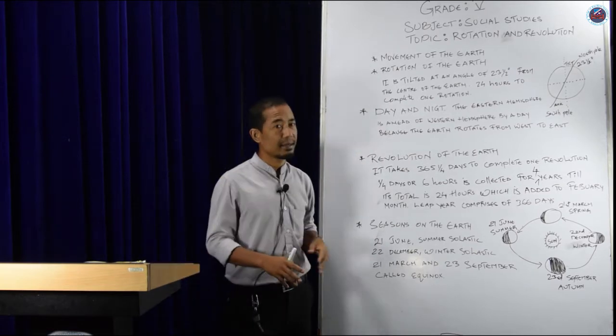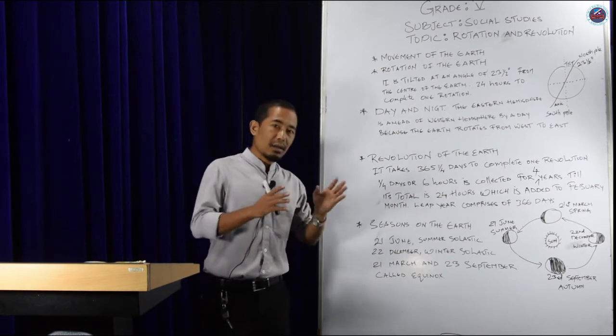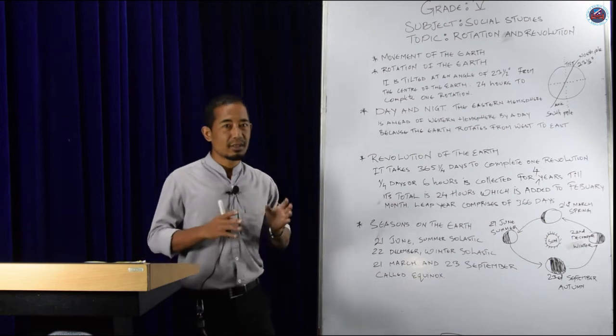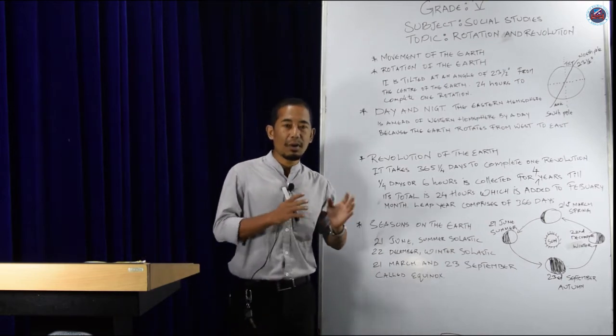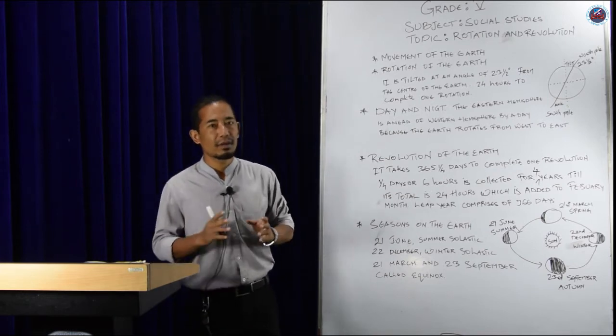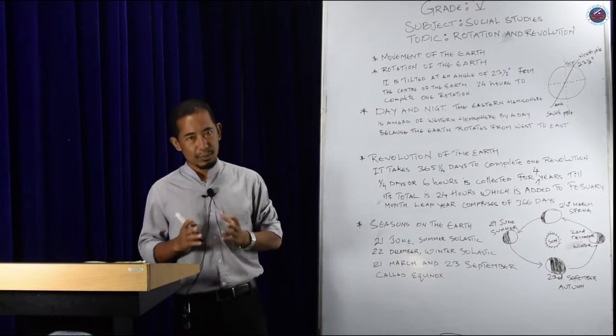Now, day and night. What causes day and night? The earth rotates from west to east, and that causes day and night. The part of the earth that faces the sun experiences day, and the part of the earth that is away from the sun experiences night.